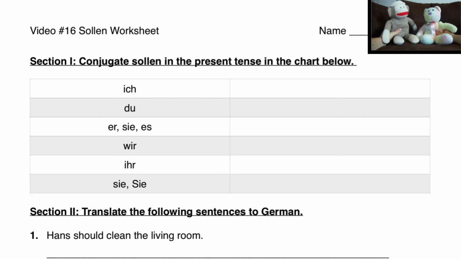Hi everybody! Today we're going to be talking about yet another grammar topic. This one is yet another one of those modal auxiliaries. This one is called sollen. Sollen is the version of should or to be supposed to in English. And let's go ahead and start with the conjugation like we have with the other ones.